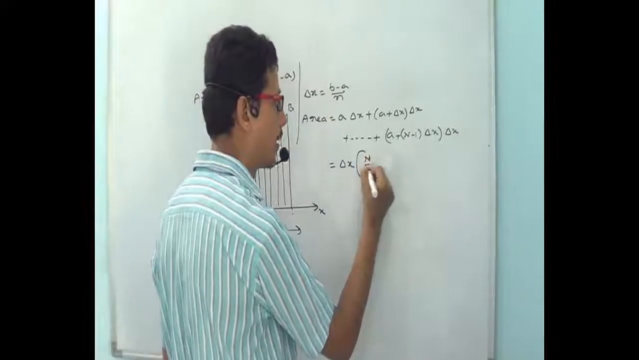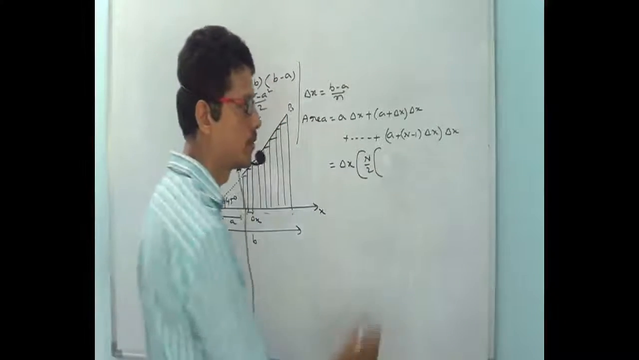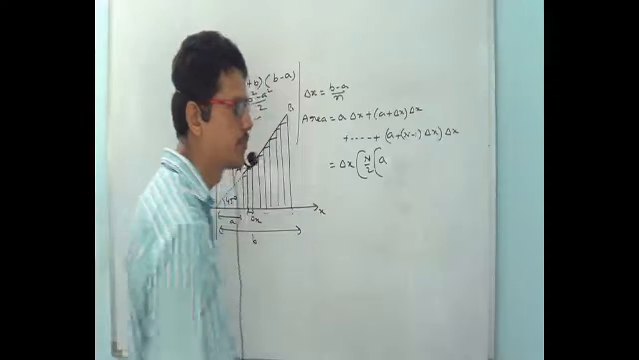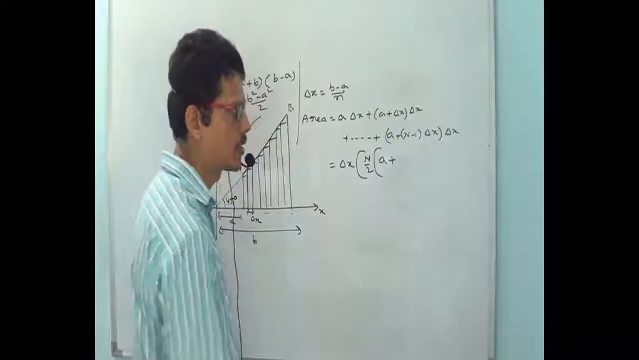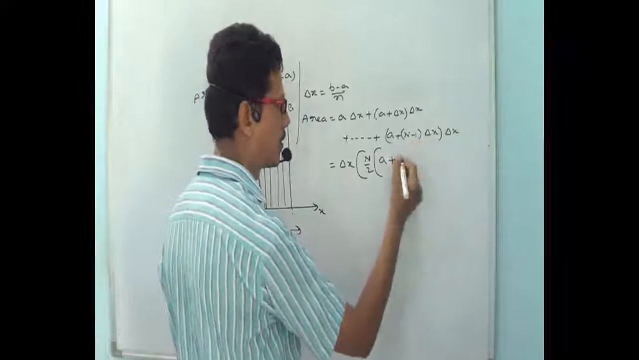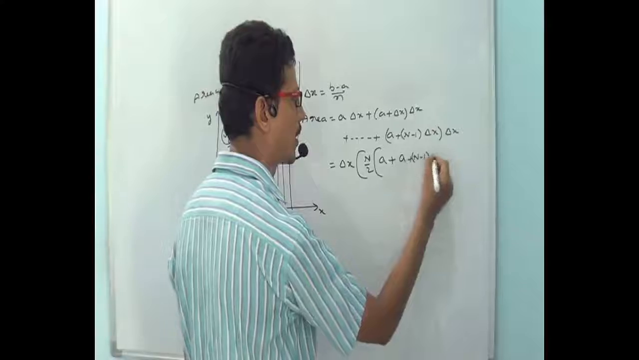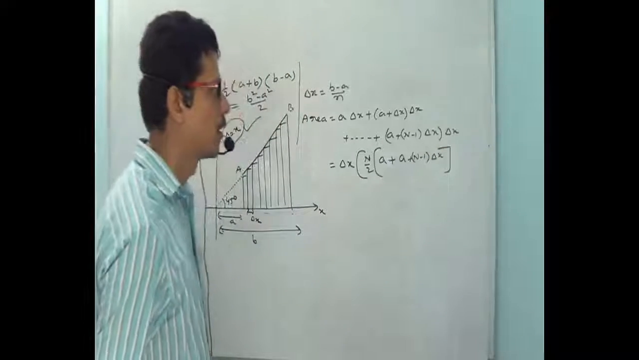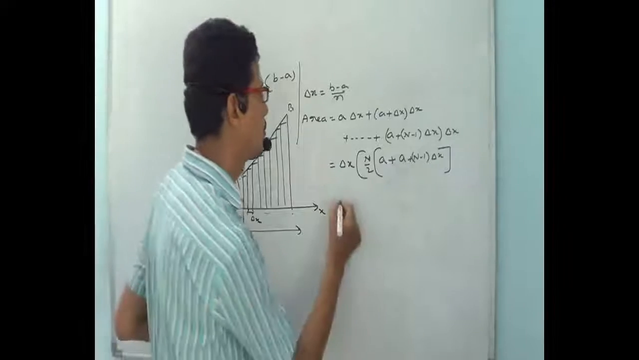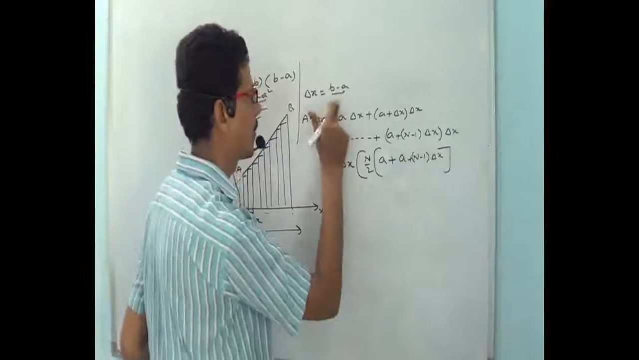Here I will get n by 2 into first term plus last term. That is the formula in AP. First term plus last term. The last term is this: a plus n minus 1 into delta x. So what is this delta x? B minus a by n. Let's write capital N.